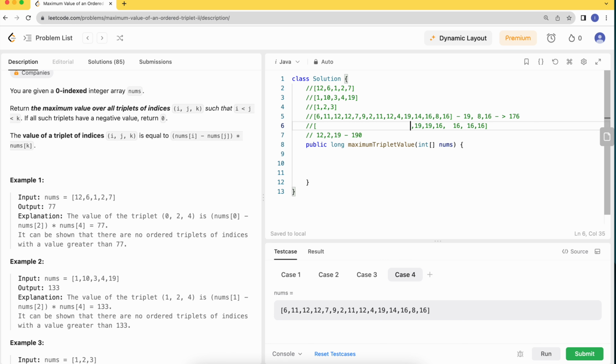19 for 12 as well, it's 19. For 11 as well, it's 19. For 2 as well, it's 19. For 9 as well, it's 19. Then 7, then 12, 12, 11, and 6. So this will be our maximum array so far that we have from the right-hand side.